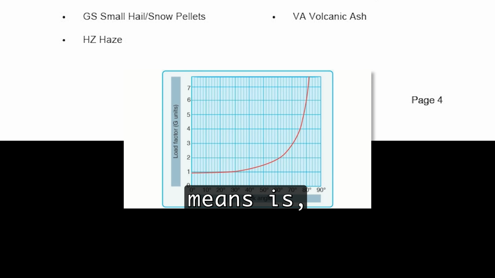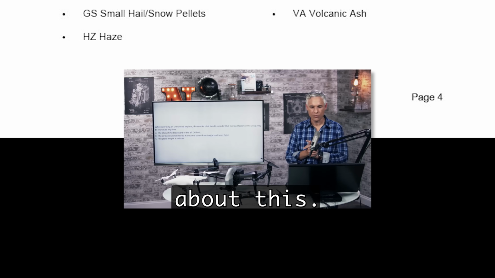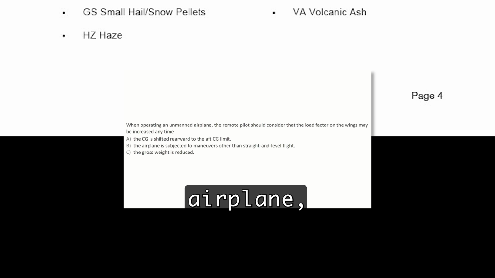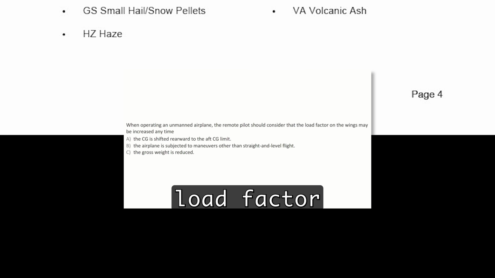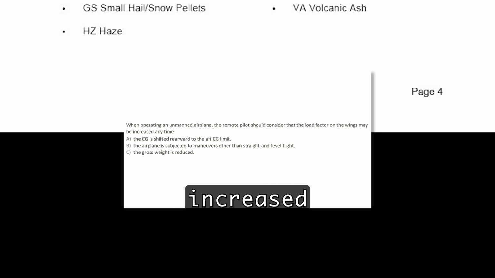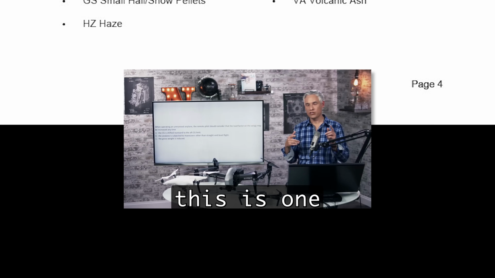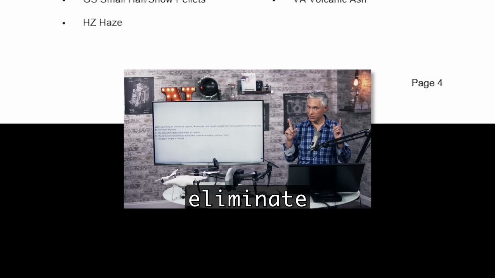What this means is, let's look at a sample question about this. When operating an unmanned airplane, the remote pilot should consider the load factor on the wings. Consider that the load factor on the wings may be increased anytime the center of gravity is shifted rearward to the aft CG limit, the airplane is subjected to maneuvers other than straight and level flight, or the gross weight is reduced. So this is one of those questions where you can easily eliminate one of them.